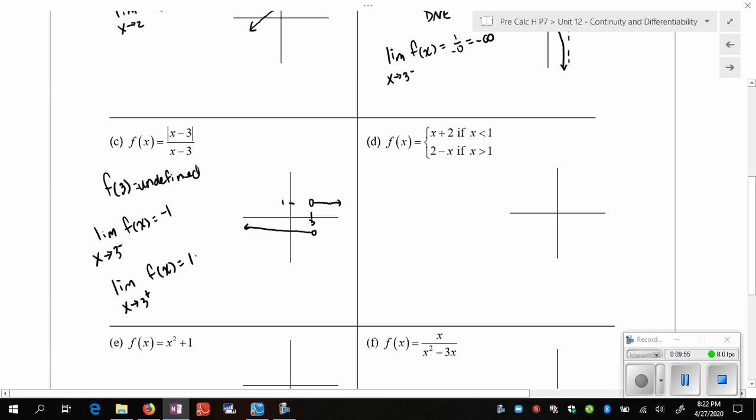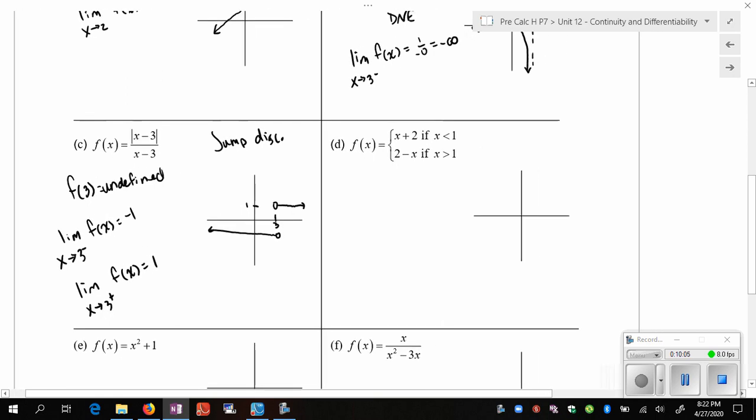So we have finite values for those, which is kind of what's giving us our jump discontinuity. Piecewise, most likely going to be another jump discontinuity, but let's just kind of confirm that first.